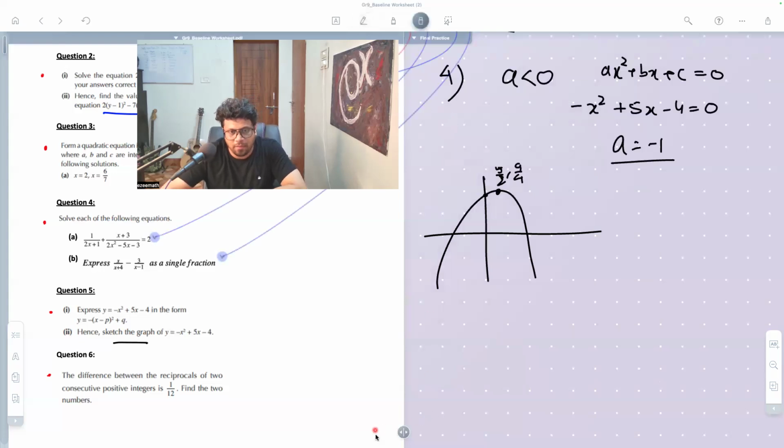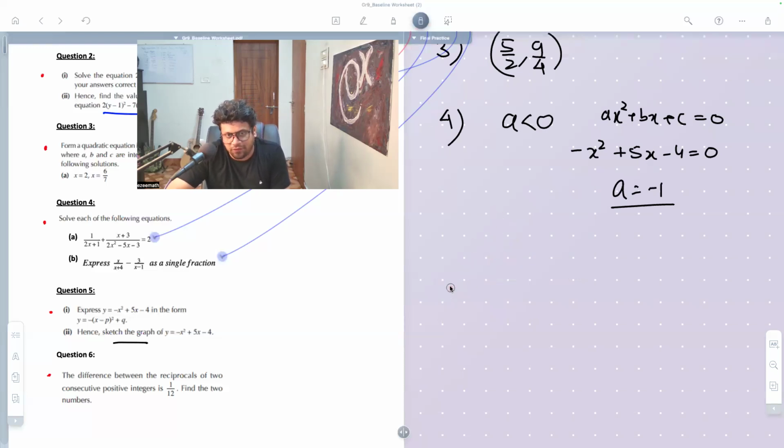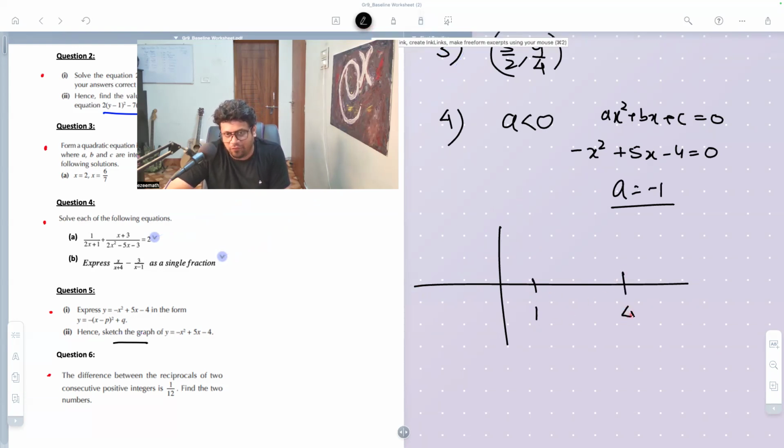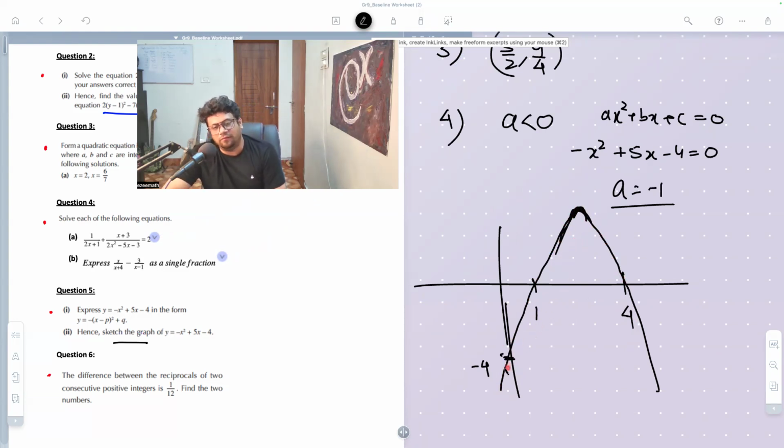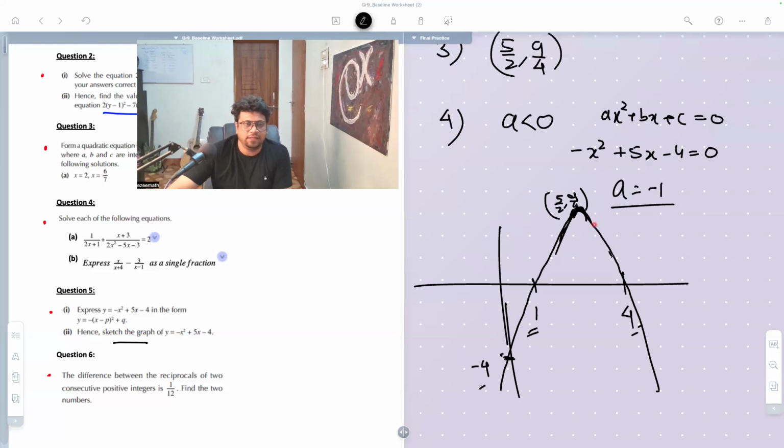Okay, let us see. Yeah, so thing is, for you to have x-intercepts of 1 and 4, the vertex being right in between these two, the y-intercept is going to be somewhere there, minus 4. The shape is going to be something of this kind. Well, of course, it's not that sharp turning there. So yeah, y-intercept of minus 4, x-intercepts of 1 and 4, and 5 by 2, comma 9 by 4, your vertex. That's about it.